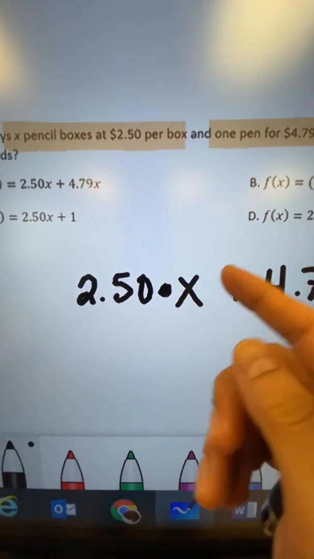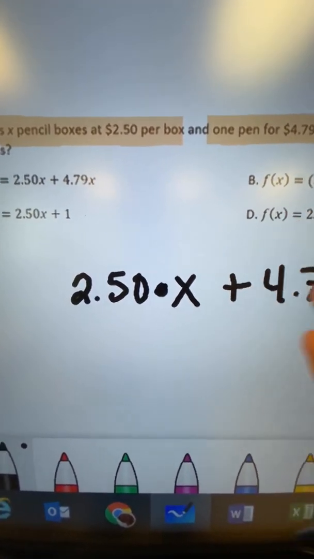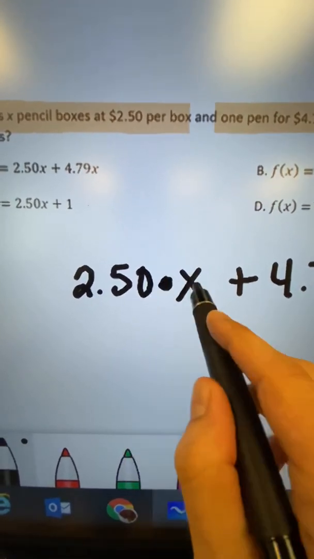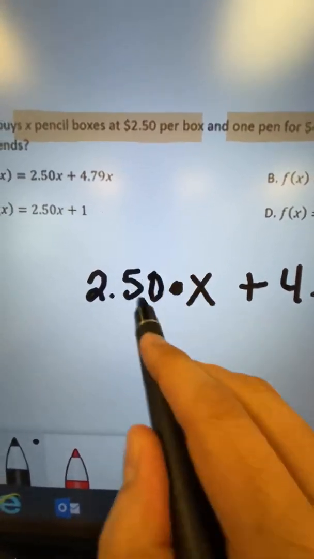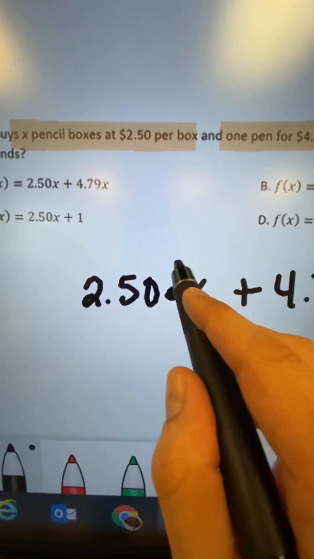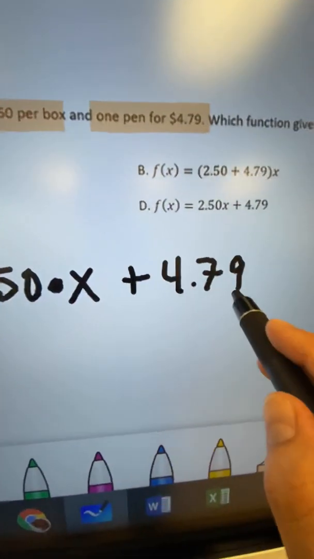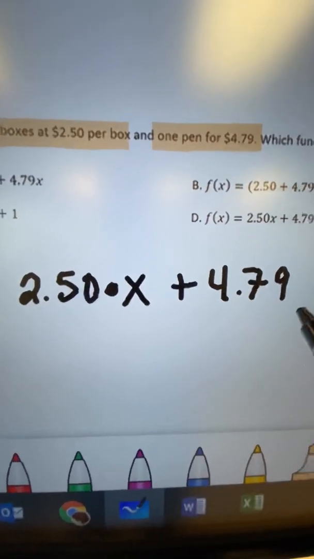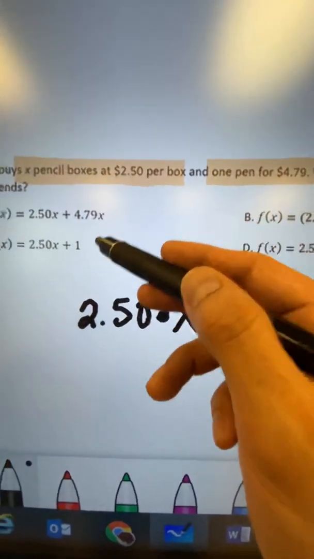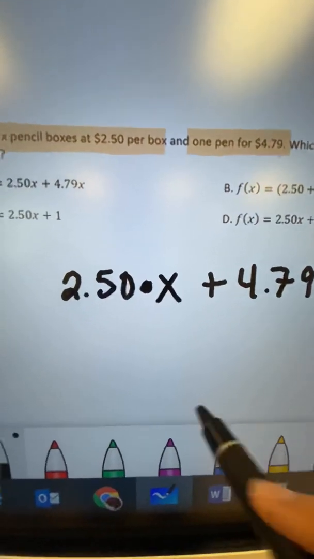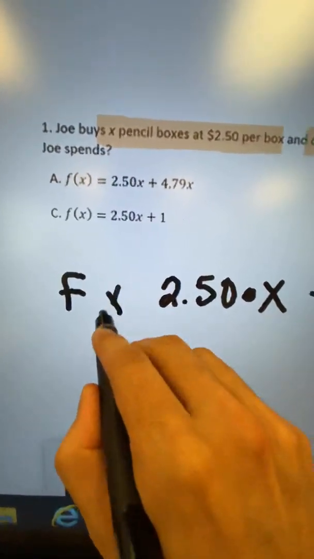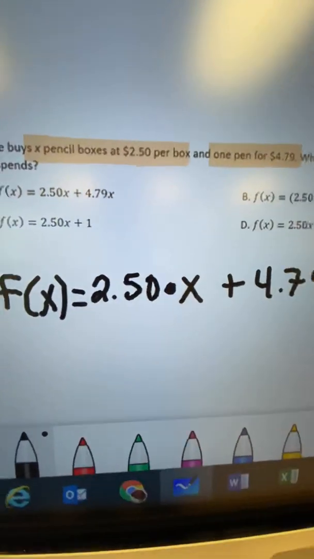But I do know that if it was 1 box, 2 boxes, 3 boxes, 4 or 5, whatever amount, I've got to multiply that by $2.50 to figure out how much I paid altogether for the pencil boxes, and add that to the pen that I purchased, and that'll give me my total amount. So now I've got to figure out which one of these functions matches up with this. And I would just put this in notation, f of x would be equal to this.